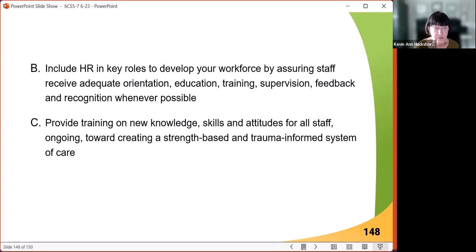The second part of workforce development is to include HR in key roles, or your training department in key roles, to develop your workforce by assuring that your staff receive adequate onboarding, education, training, supervision, feedback, and recognition whenever possible, and then provide training on new knowledge, skills, and attitudes for those folks coming in and toward creating a trauma-informed system of care.